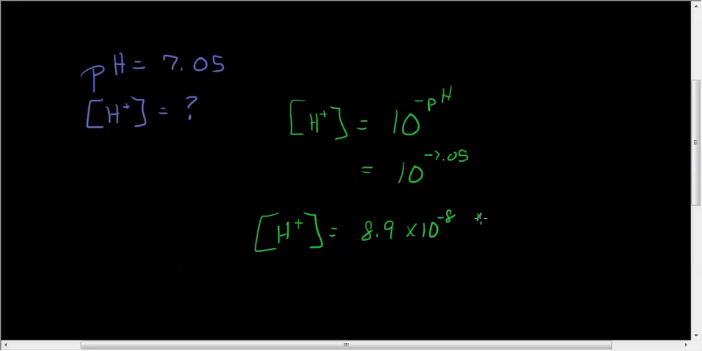And the units of this, what are they? Moles per liter, I believe. Yeah, it's molarity, moles per liter. 8.9 times 10 to the negative 8 moles per liter.